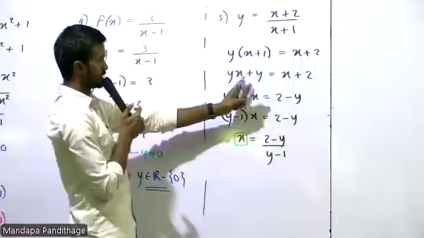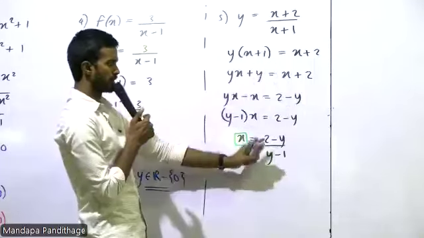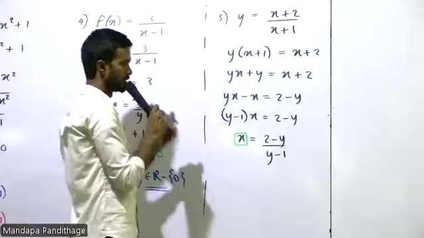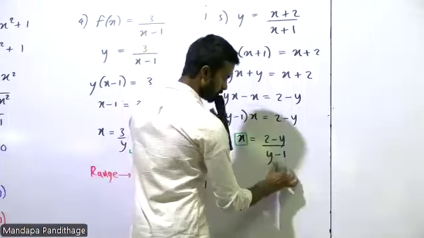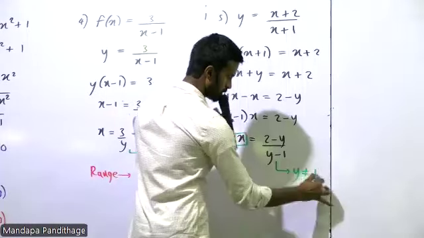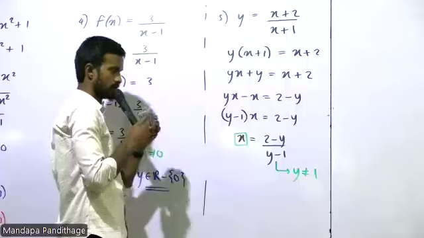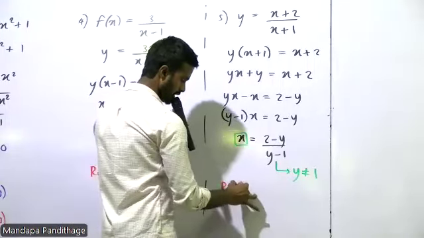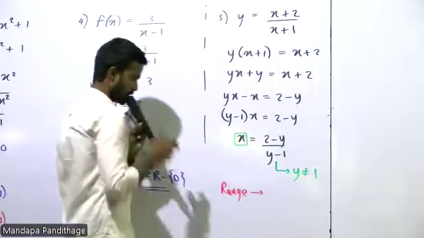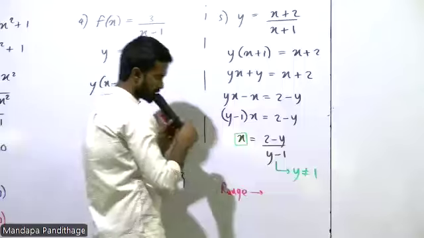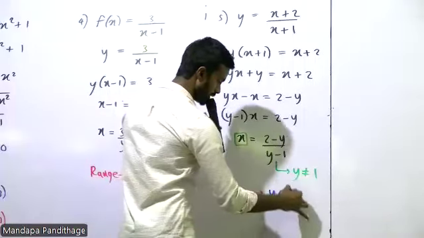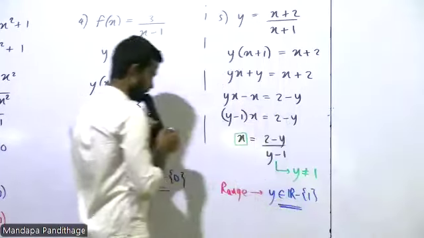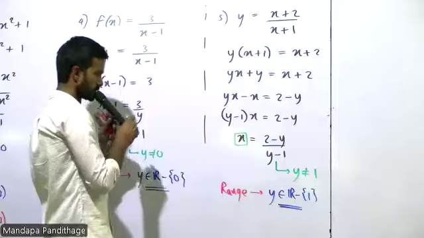If you take this yx to this side, same thing, you will be getting y minus 2 over 1 minus y. But at the end, it's clear the denominator can't be 0. So y is not equal to 1. That is what we have to consider. So your range is: y can be any real number, but it cannot be 1.